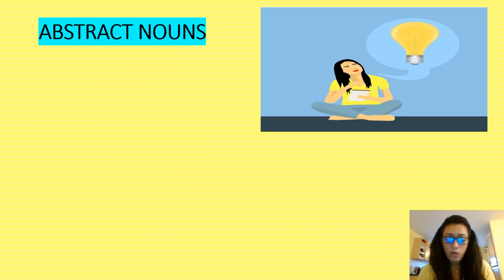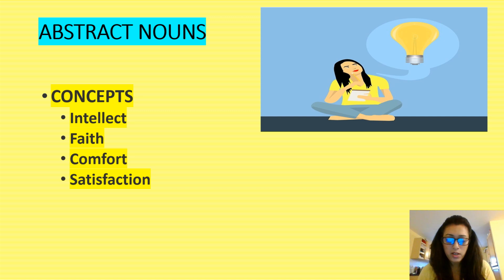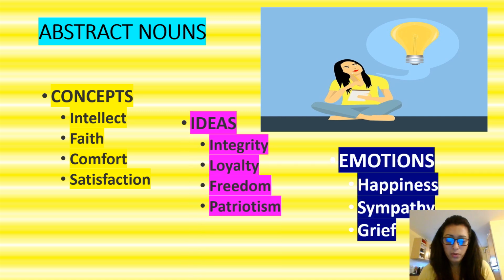Now, nouns that name vague or intangible concepts, ideas, and emotions are called abstract nouns. These are nouns because they are in fact things. They just aren't ones that can be observed with senses. When we talk about concepts, words that describe intangible concepts represent abstract nouns. Examples: intellect, faith, comfort, satisfaction. Ideas, terms that name intangible ideas are abstract nouns. Examples include things like integrity, loyalty, freedom, patriotism.